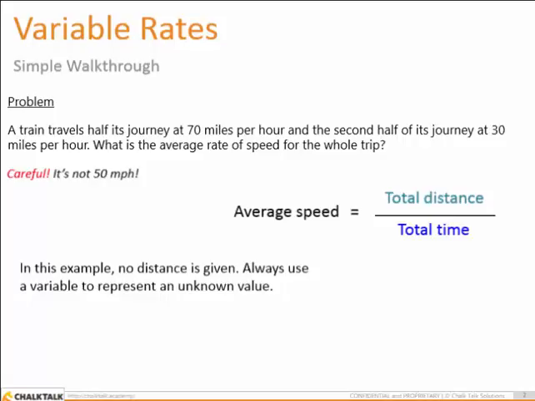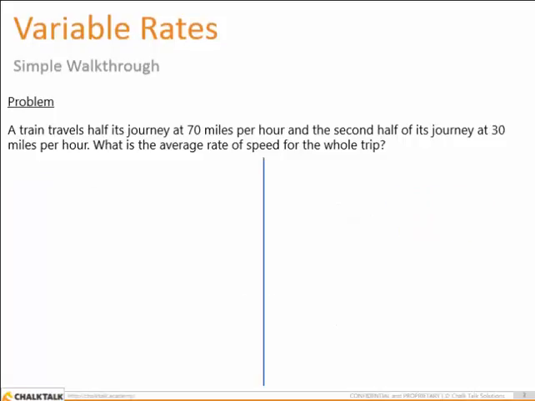It turns out we don't need those values to solve this problem. We can use a variable to represent distance, and with the same tricks we learned to solve simple rate problems, we can use algebra to arrive at the average speed. First, we notice that the train went half the distance at each speed. So if we use the letter d to represent the total distance, the train went d over 2 miles at 70 miles an hour and d over 2 at 30 miles per hour.